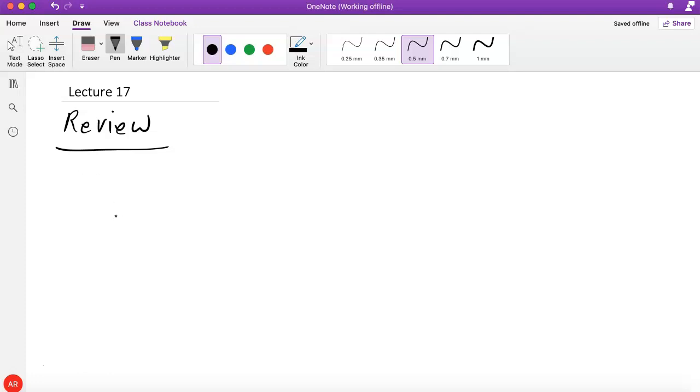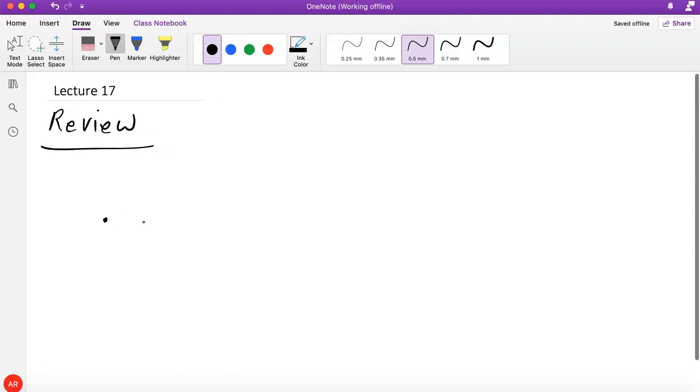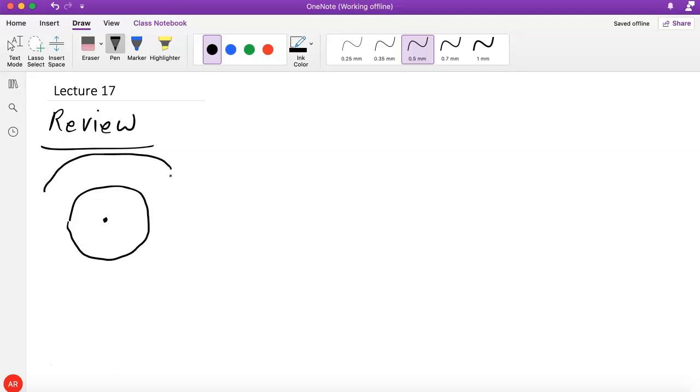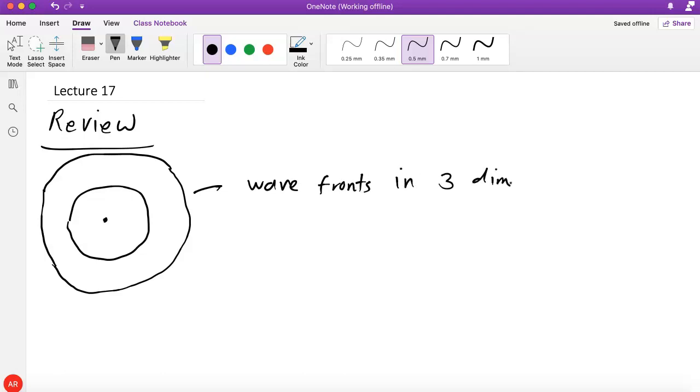the source at constant speed. So that gives rise to these wavefronts. The wavefronts correspond to the maxima or the peaks of sinusoidal waves traveling away. So let's say wavefronts in three dimensions.